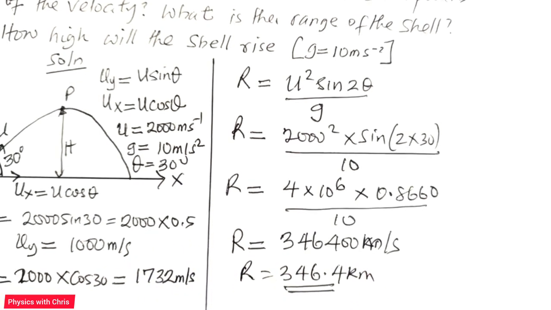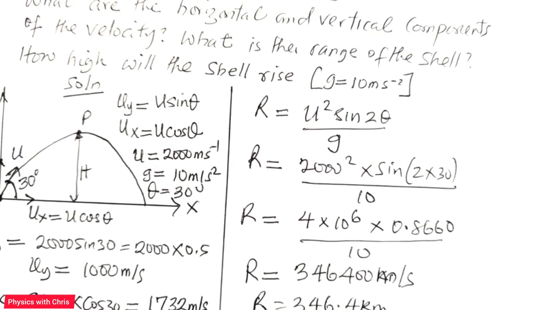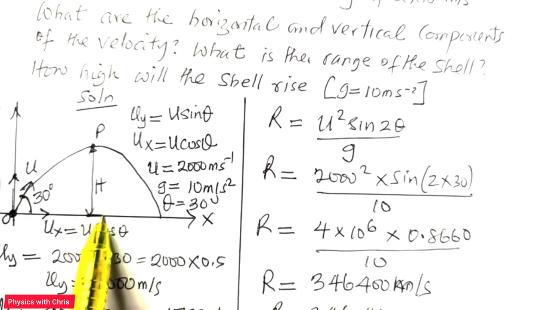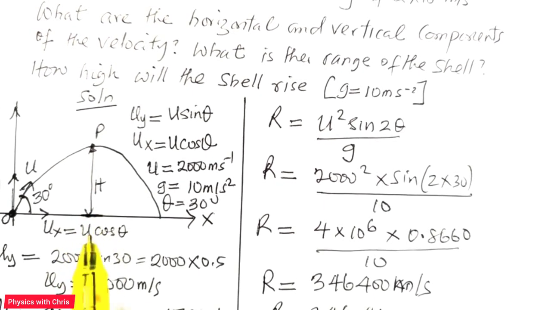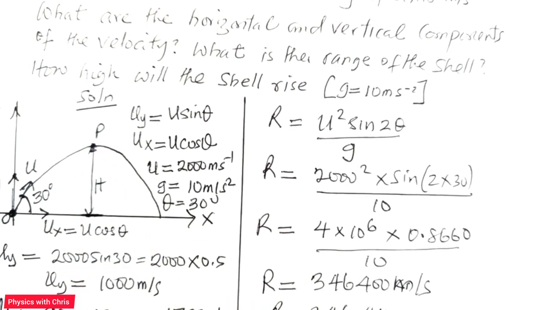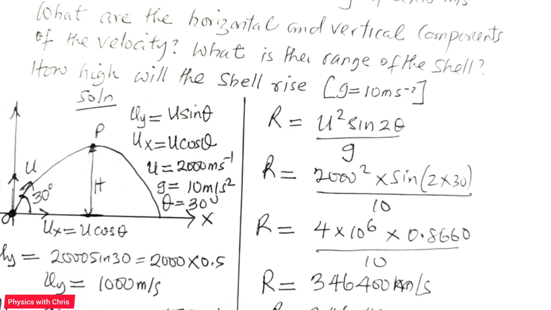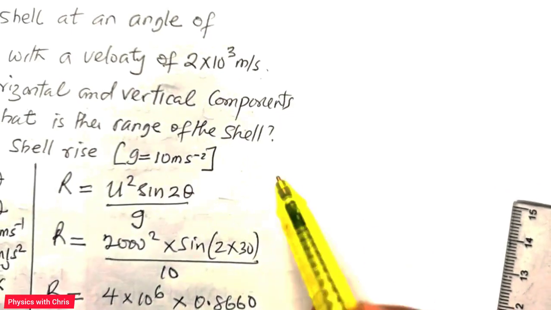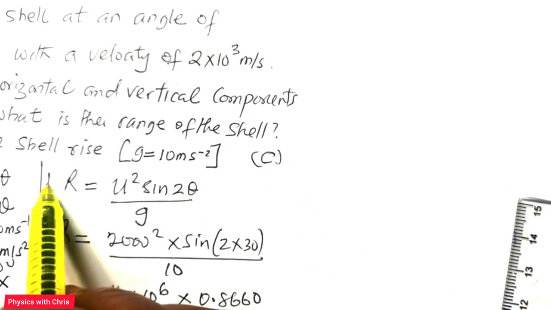The last question says we should calculate the maximum height. How high will the shell rise from the plane of projection, which is along the x-axis, to the highest point reached by the shell? This distance is the maximum height risen by the shell, and that's what we are to calculate next. Let me call that C. I call this B.